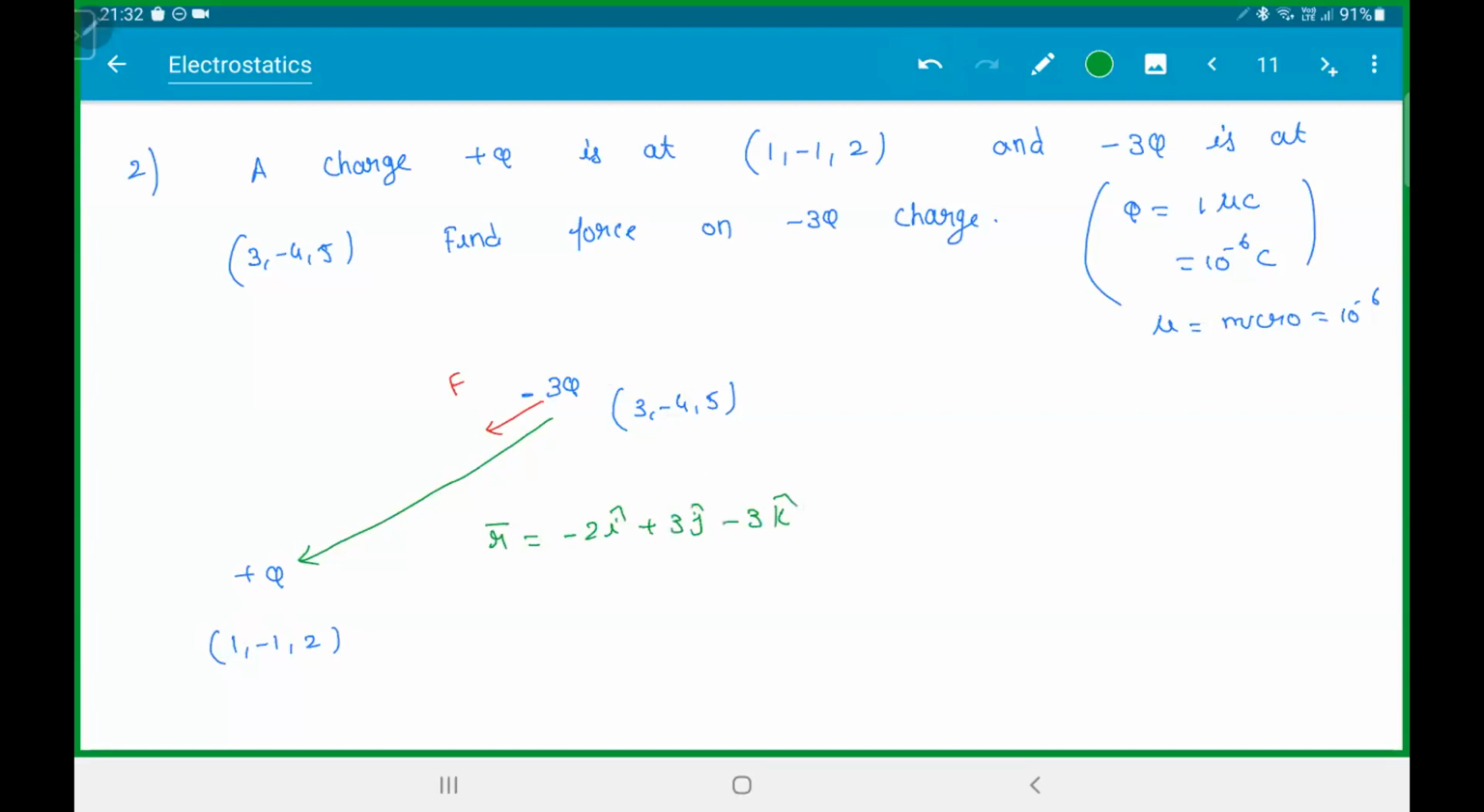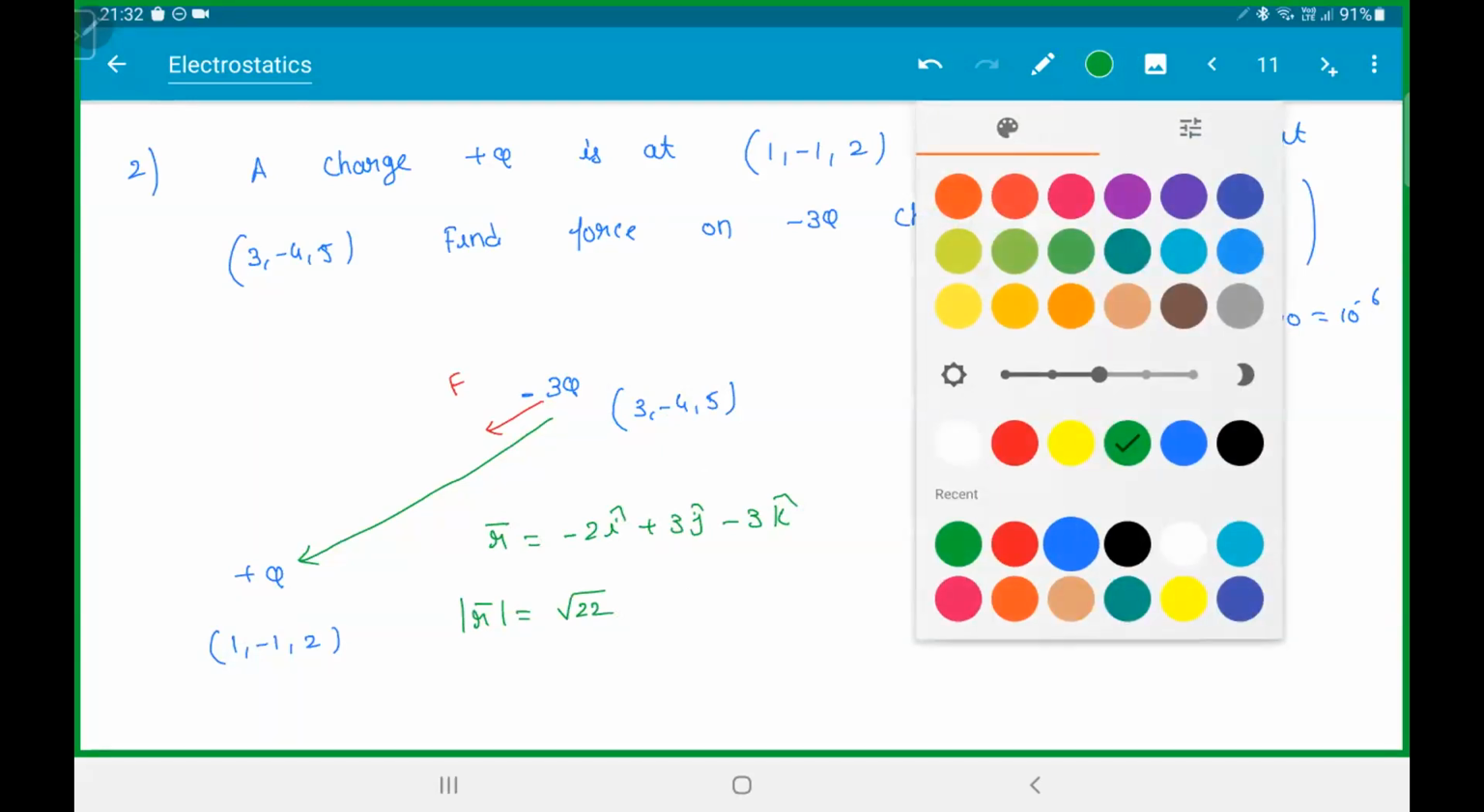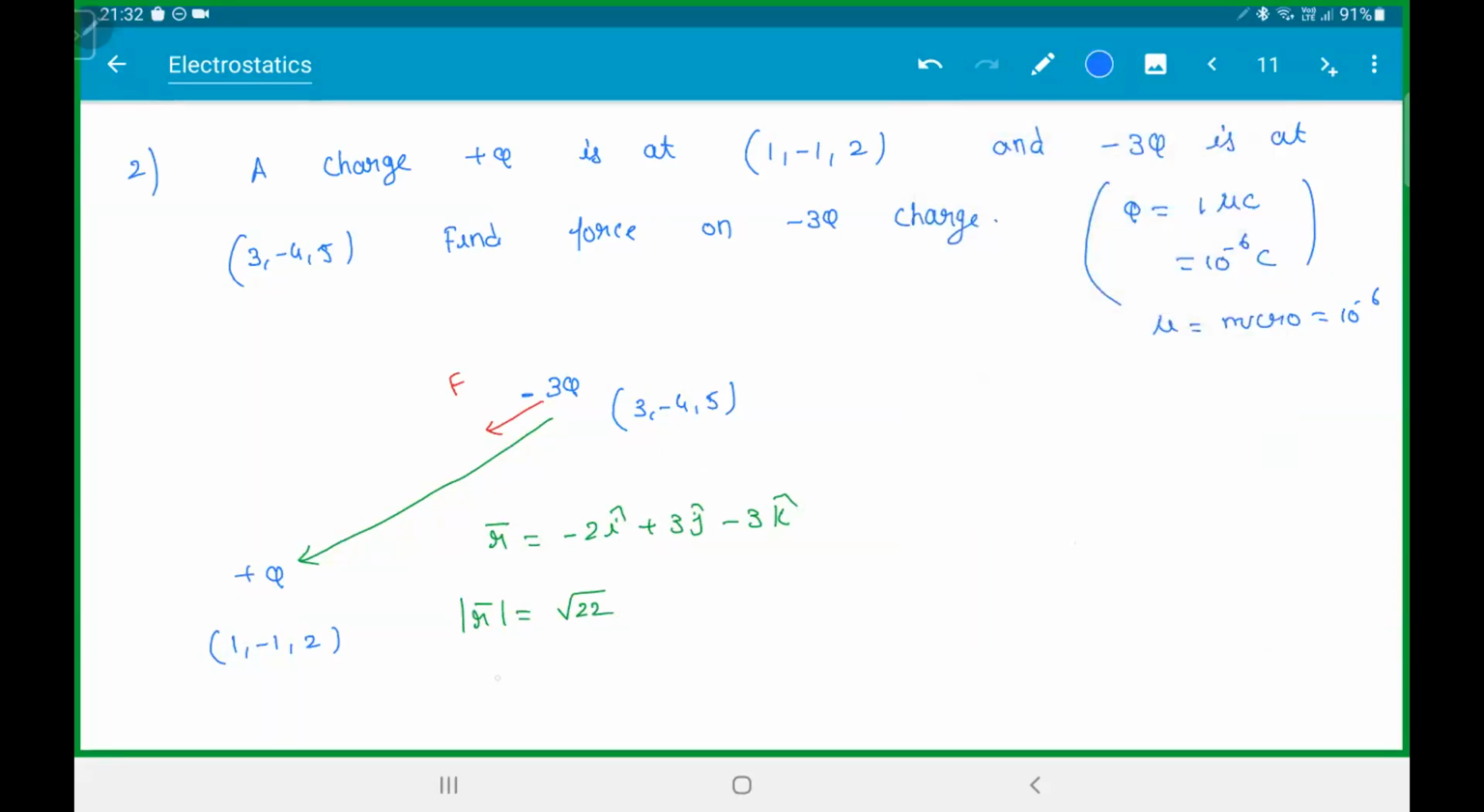Check. Because it's an attractive force, the force should be towards plus Q. So the vector should go from minus 3Q to plus Q. What is the magnitude of R? 2 square, 3 square, 3 square: 4, 9, 9, 22, root 22. That is your distance between them. So what is R cap? R cap is minus 2i plus 3j minus 3k by root 22.